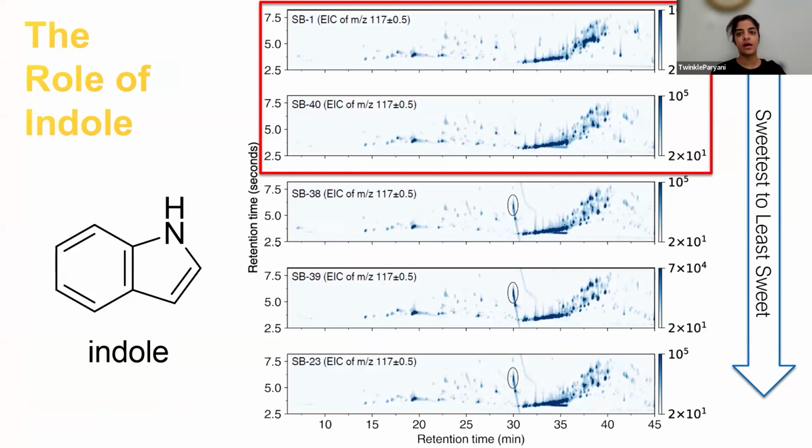role it took. But the 2 sweetest cultivars, the 2 sweetest phenotypes were the only 2 out of the 5 phenotypes that did not contain indol. So the lack of indol, it appears, had them perceived to be even sweeter than their counterparts that did contain indol.